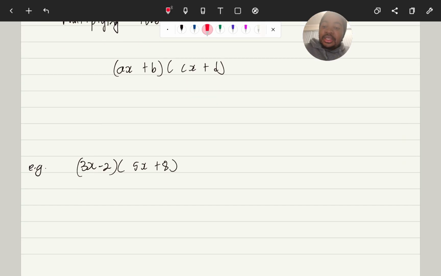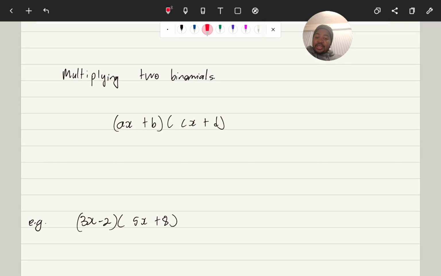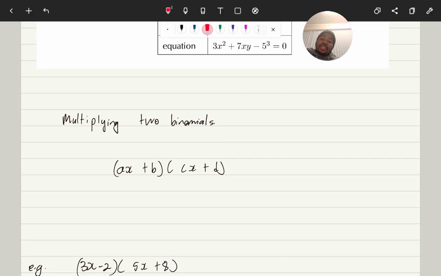Cool. So let's multiply here. When we are multiplying, we are just now multiplying two binomials. We have two terms, right? So it's two binomials, meaning you have two brackets, and each of them has two terms. There's this thing we call FOIL, but it doesn't really matter that much.